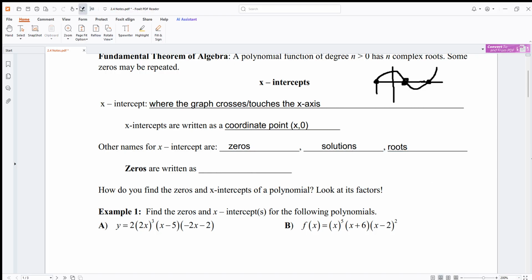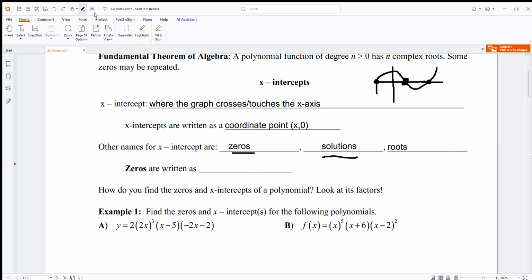Now, if you remember that x-intercepts are zeros and solutions, I'm happy with that. We won't really deal with the root vocabulary for a very long time, so don't worry about that. That'll be a few lessons into the future. Okay, but zeros and solutions for now.